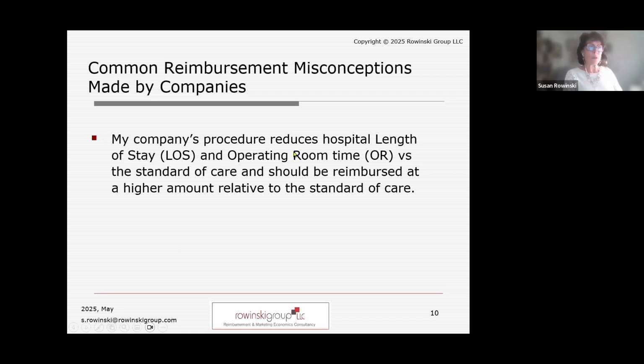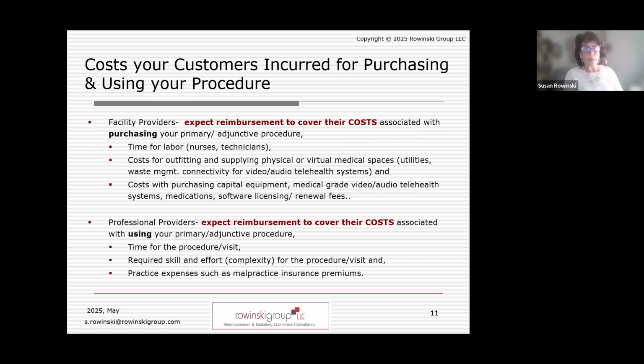My company's procedure reduces hospital length of stay and operating room time versus the standard of care, and as a result, should be reimbursed at a higher amount relative to the standard of care. So once again, I'm reducing time, the hospital stay as well as the OR stay, and should be reimbursed more. Well, let's take a dive into that. What reimbursement is, it's reimbursing the costs that your customers have incurred for purchasing and using your procedure.